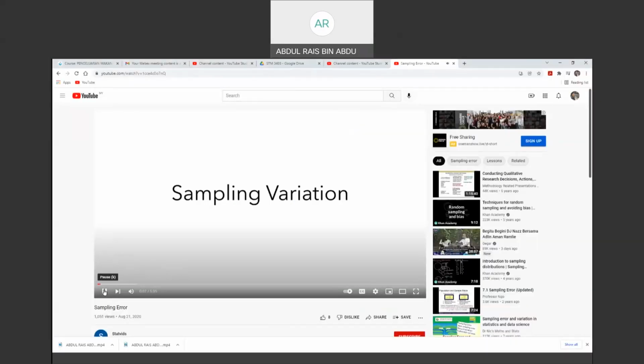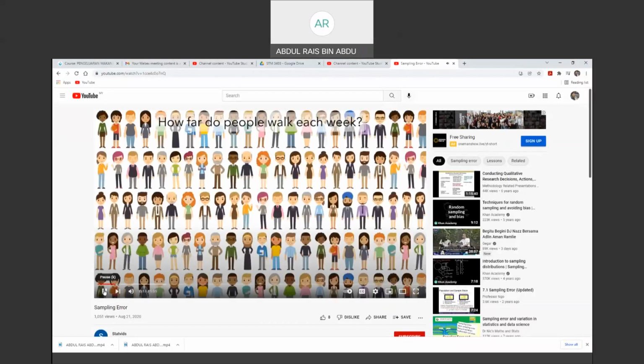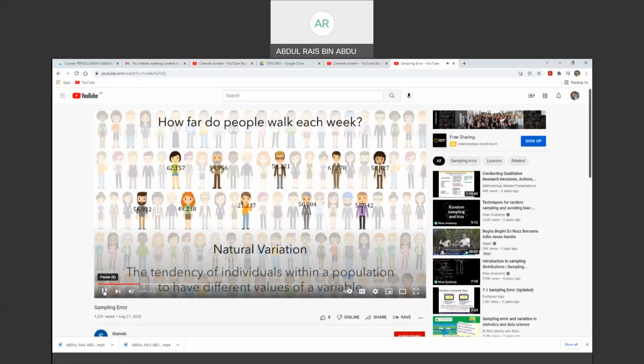Describe the concept of sampling variation, which is also called sampling error, and how it is related to sample size. The research question we'll be thinking about is how far people walk each week. If we think about the entire population, it should be the case that everybody doesn't walk the same number of steps each week. That is, maybe this person takes 56,932 steps in a week, and this person takes 62,157, and this person only takes 49,238 steps, and so on. What we're seeing here is a type of variation called natural variation, the tendency of individuals within a population to have different values of a variable.